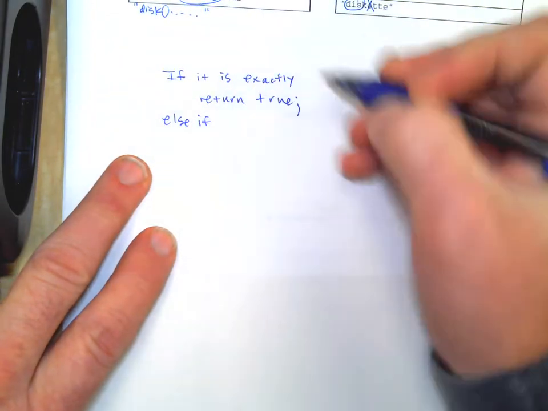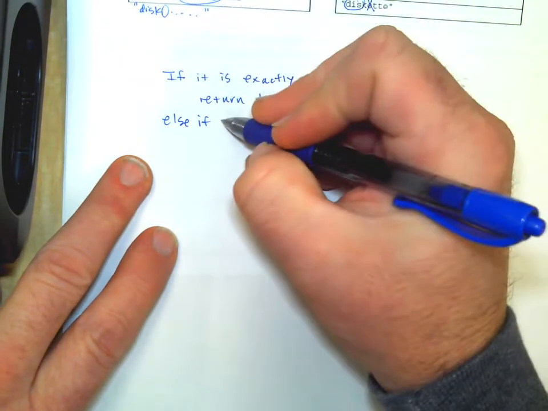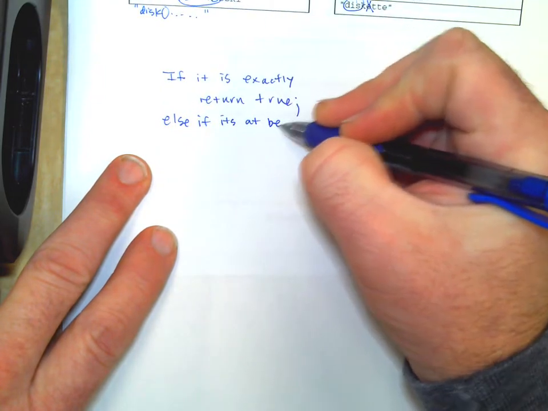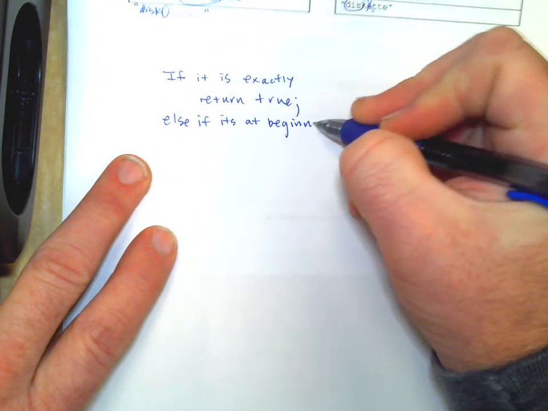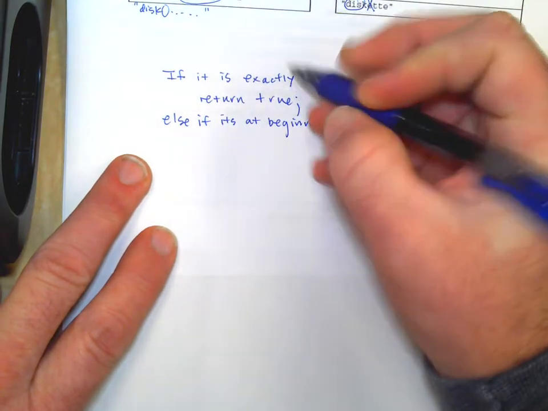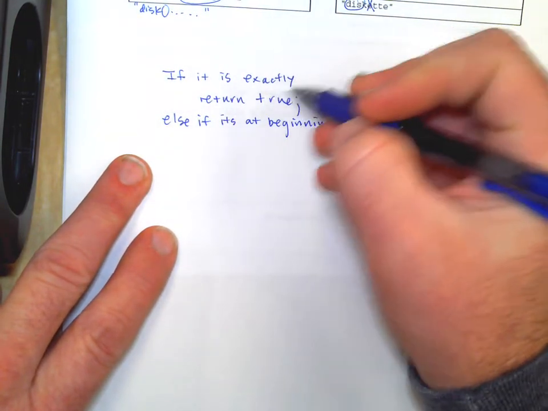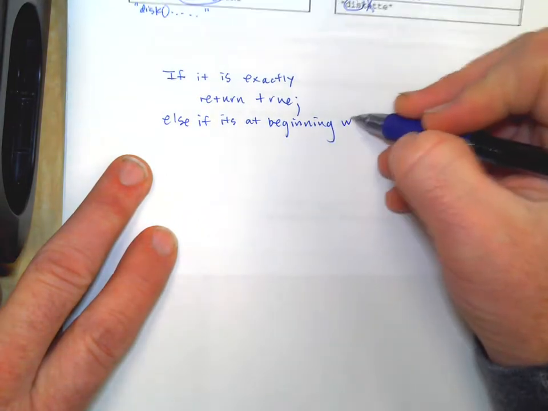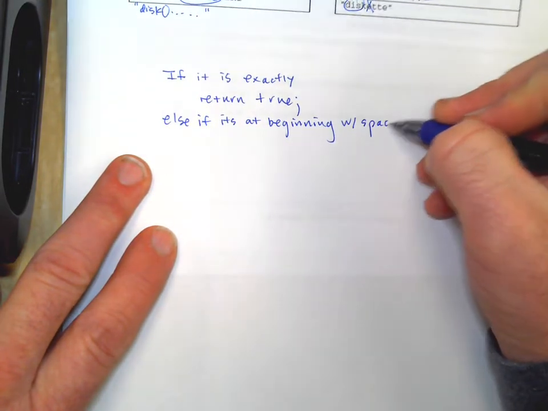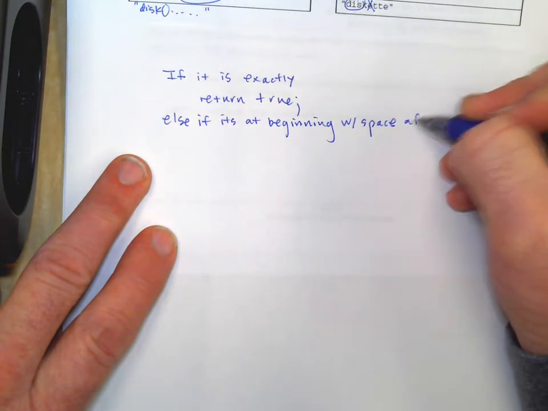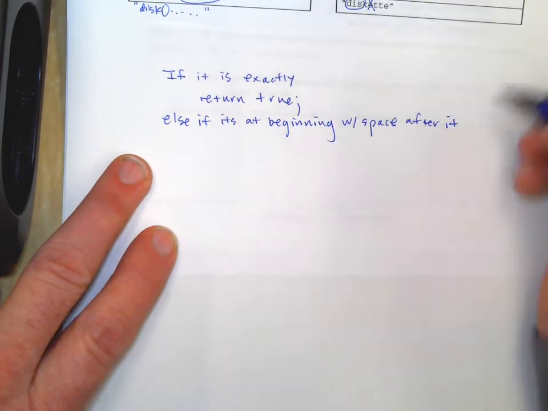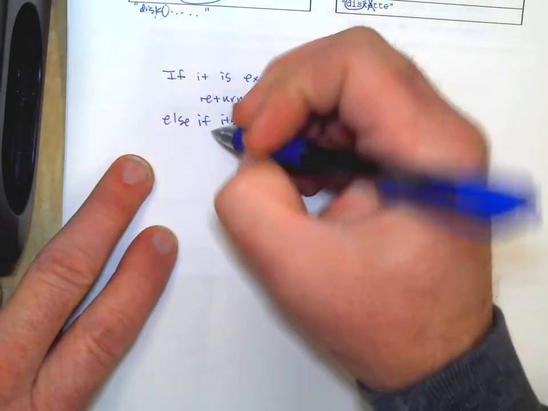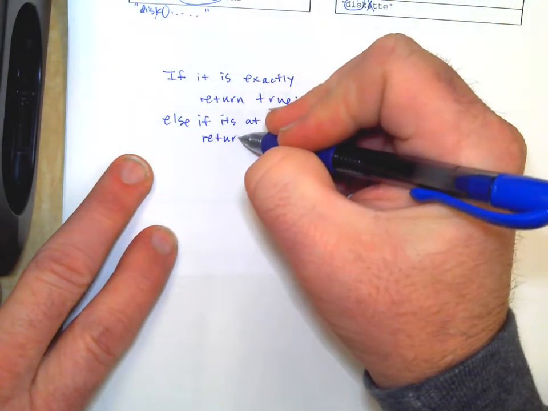What's one of the other cases? If it's at the beginning. Now remember, we've already eliminated the exact word. If we're getting to here, it's not just exactly the word anymore. So if it's at the beginning, we know it's not at the end anymore, so it has to have a space right after it. That's the example I wrote up here. If that's true, then return true.